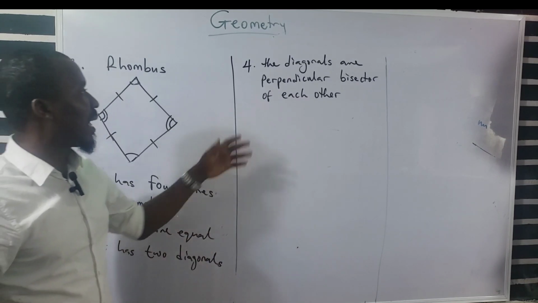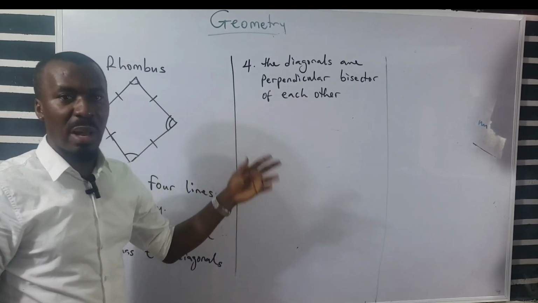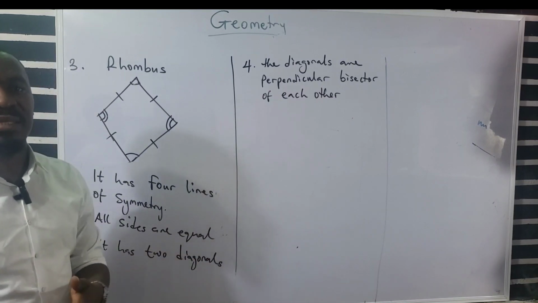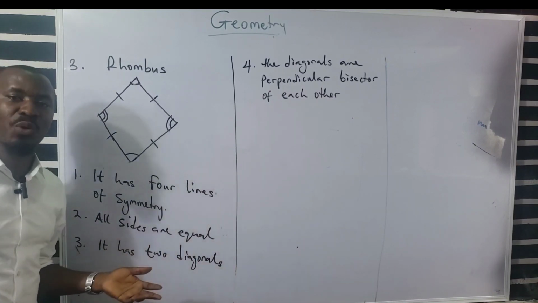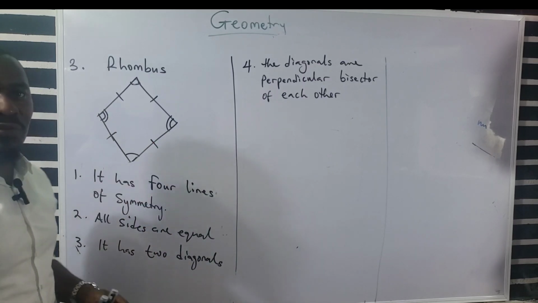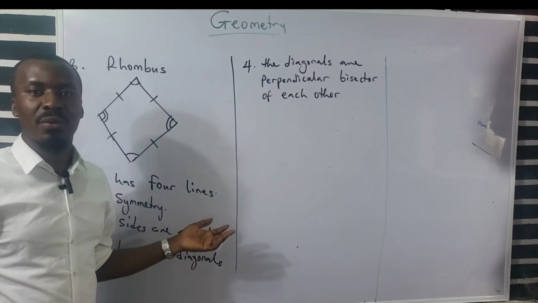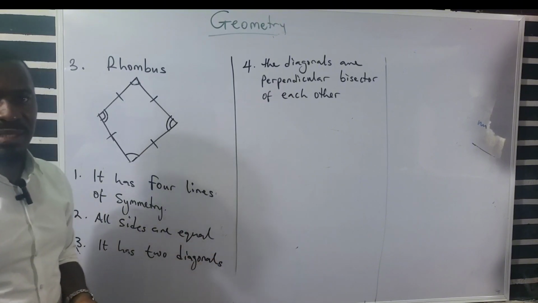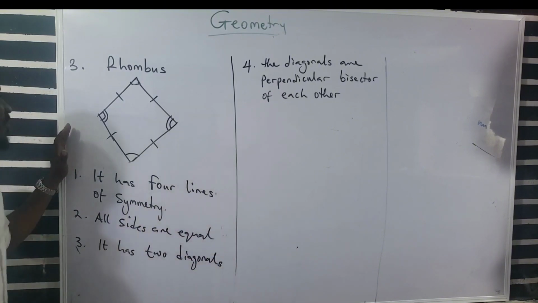Okay, so like the square that has about 5 or 6, by the time you add the 7, you have a total of 13 properties. The rectangle that has 4 or 5, if you add the 7, it will have up to 12 or 11 properties. Okay, so these are the properties of a rhombus.